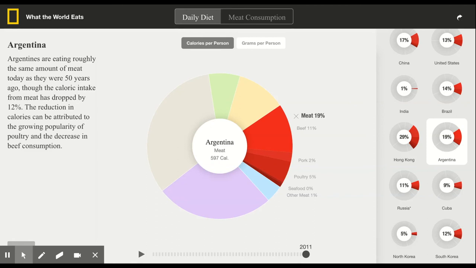You could certainly also use this in a social studies class or in a history class to see how our consumption has changed and what historical events may have affected this.